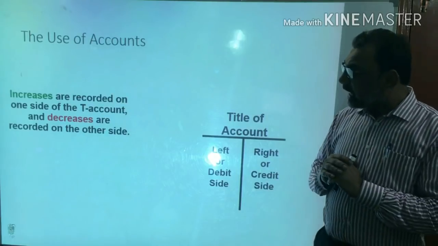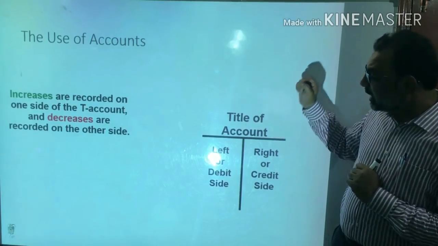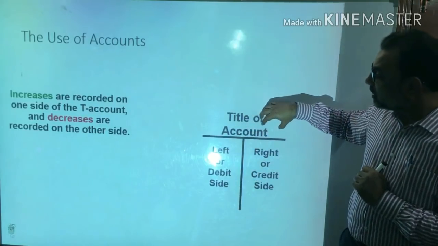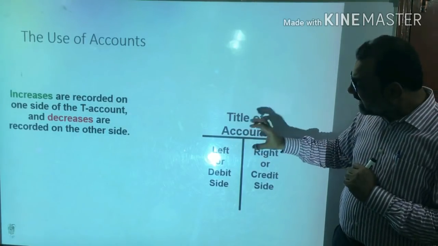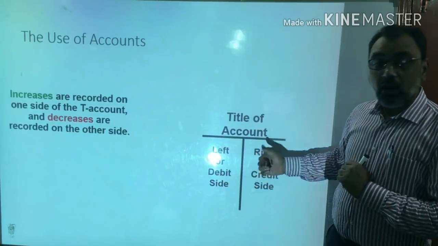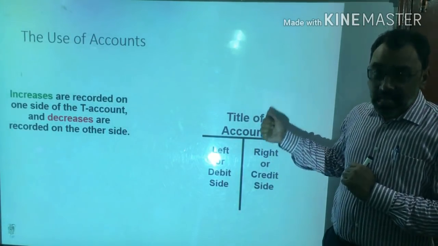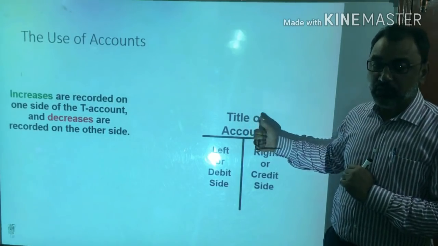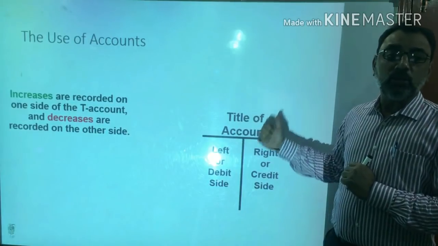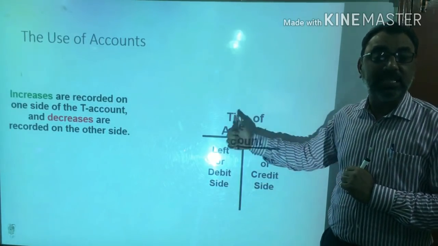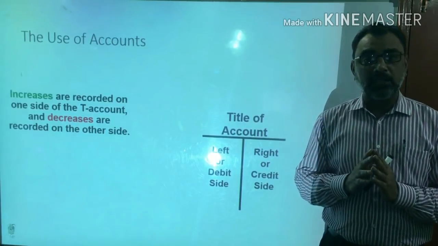And here I have clearly mentioned that we cannot specifically say that increases will be recorded on the left hand side and decreases on the right hand side. No, it totally depends upon the title of the account. If there are assets, any increase in the asset will be posted on the debit side, that is the left hand side, and any decrease in the asset will be posted on the credit side, or the right hand side. Similarly, if liabilities increase, it will be posted on the credit side, whereas liability decreases will be posted on the debit side. And similarly, when owner's equity increases, it will be posted on the credit side, and if it decreases, it will be posted on the debit side. So whatever rules of debit and credit we discussed in our previous lecture will be applied here as well.